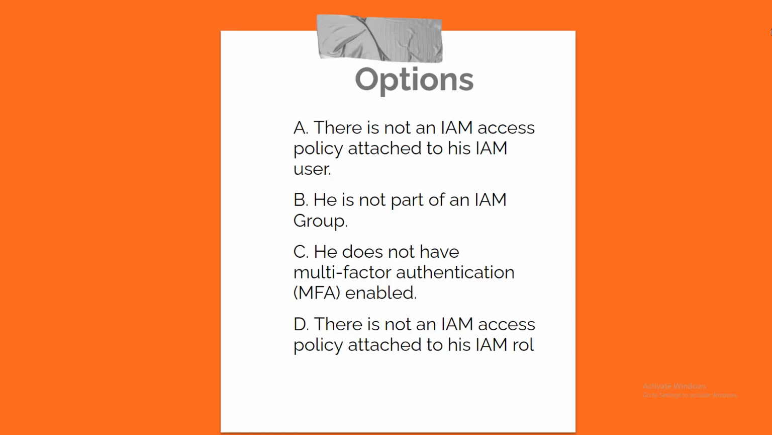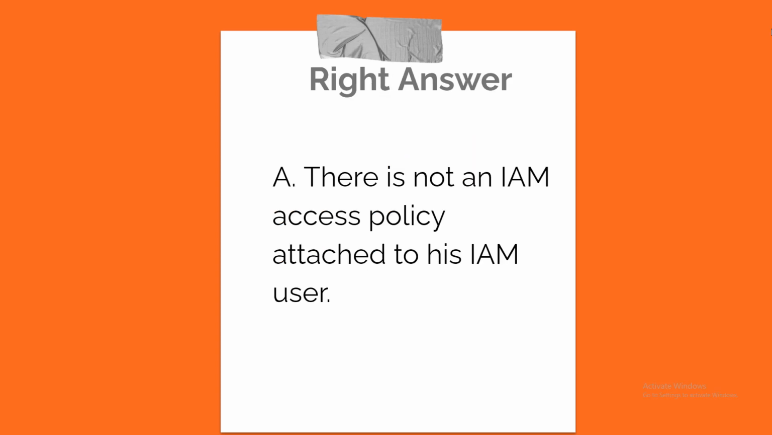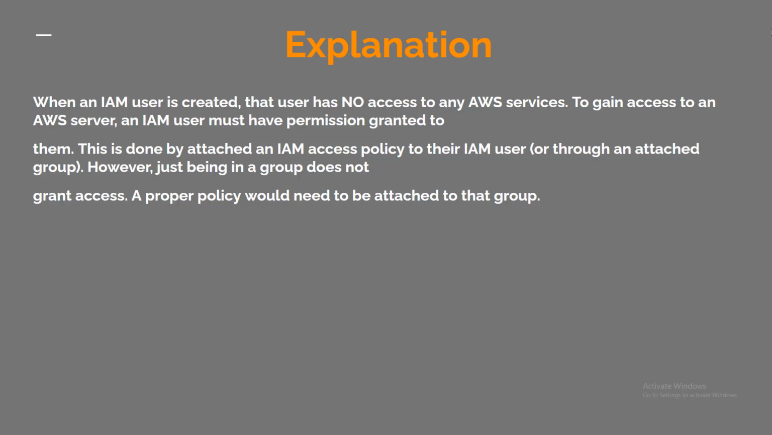A. There is not an IAM access policy attached to his IAM user. B. He is not part of an IAM group. C. He does not have multi-factor authentication, MFA, enabled. D. There is not an IAM access policy attached to his IAM role. Answer: A. There is not an IAM access policy attached to his IAM user. Explanation: when an IAM user is created, that user has no access to any AWS services.